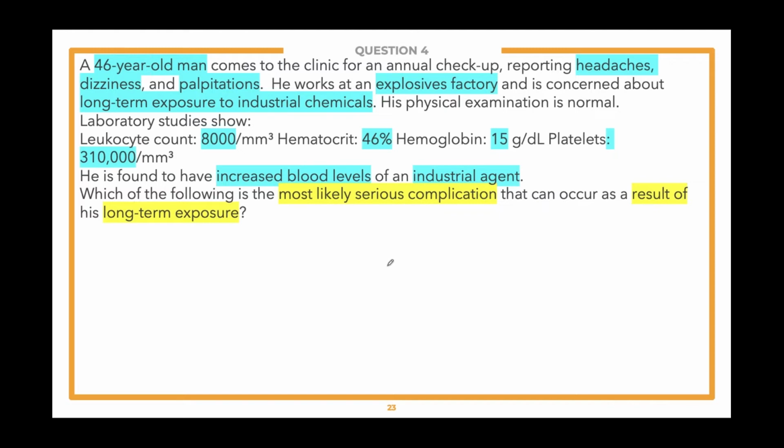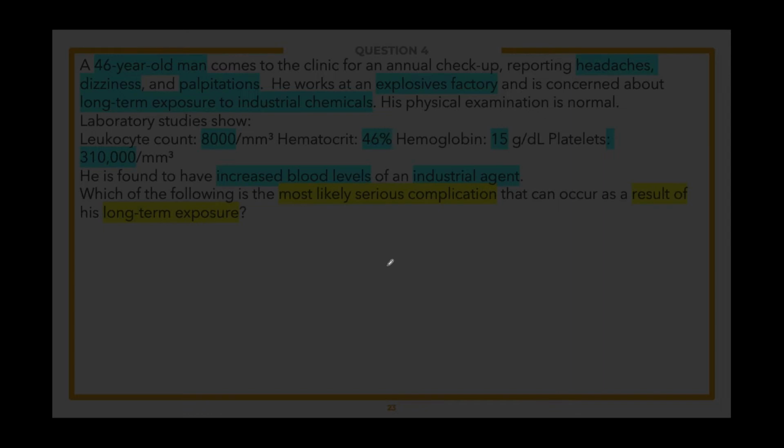Now this question, however, is asking us about a serious complication that's most likely due to long-term exposure. So I think one, we've got to figure out what is the exposure here, and then two, what is a long-term serious side effect or complication to that exposure? So I think a nice two-step question here. So let's go ahead and take a look at those answer choices. And once again, we will start at the bottom and we will work our way up to the top.